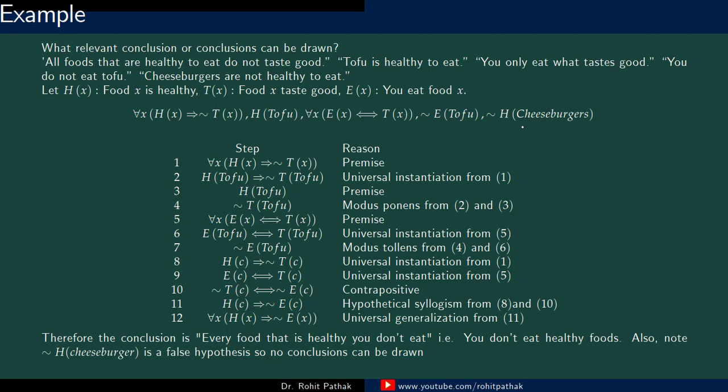Cheeseburger is not healthy to eat. It doesn't mean that cheeseburger doesn't taste good, because if food is not healthy, it may or may not taste good. So this is applicable to cheeseburger. Now look at another example.